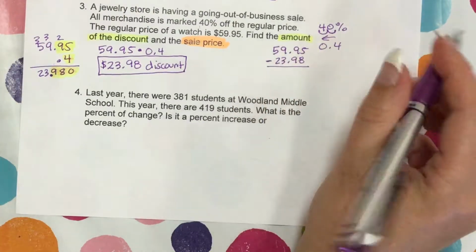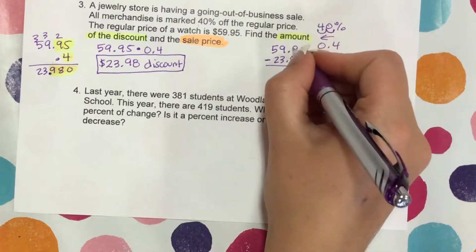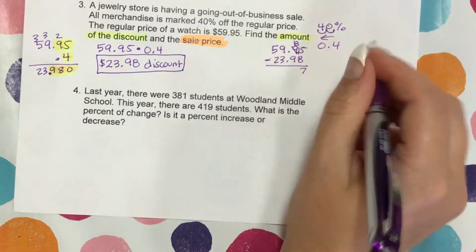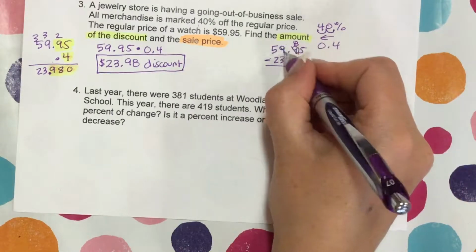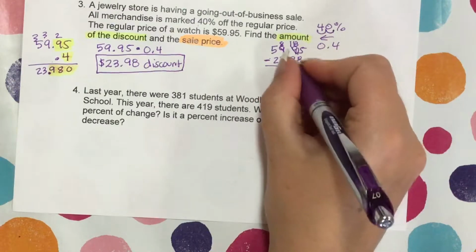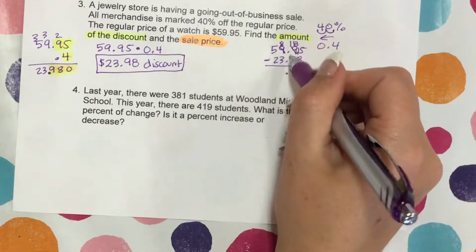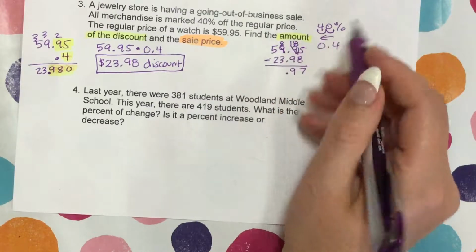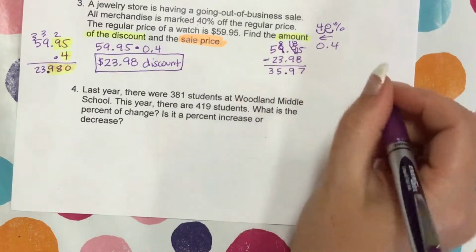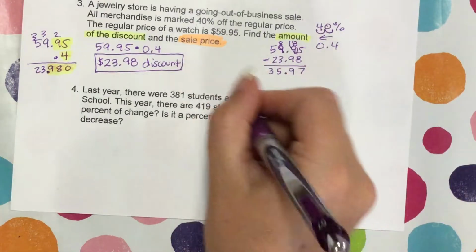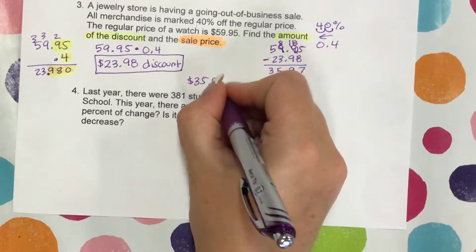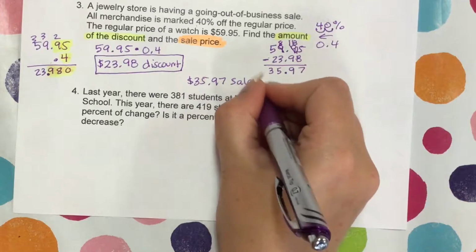$23.98 discount. The 5 is not big enough, so I need to borrow from the 9, making that an 8. 15 take away 8 is 7. I need to borrow from the 9, making that an 8, but this is 18. 18 take away 9 is 9. I drop down the decimal. 8 take away 3 is 5, and then 5 take away 2 is 3. So the sale price would end up being $35.97 would equal the sale price.